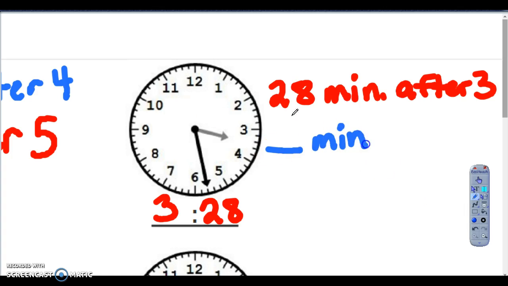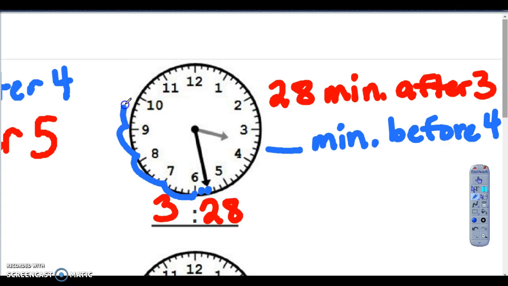Blank minutes before, and the next hour you should have had it as 4. And I have 1, 2 minutes, 5, 10, 15, 20, 25, 30. 30 plus the 2, 32 minutes. And if you added and checked, you could tell that they both equal 60.